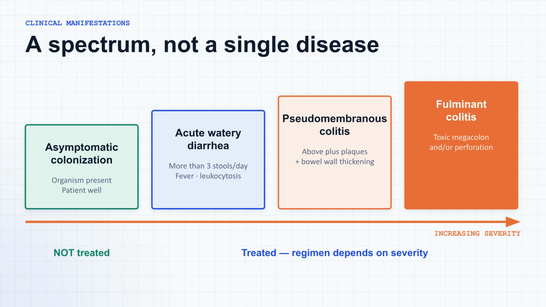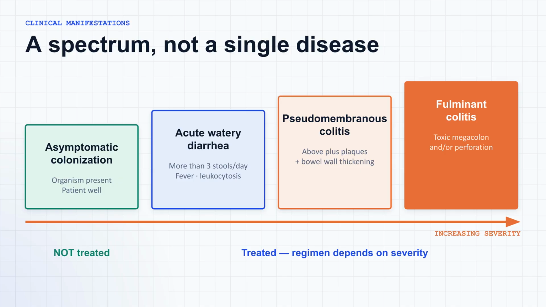Clinically, this is a spectrum, not a single disease. Follow the bar from left to right. At the far left is asymptomatic colonization. The organism is present, and the patient is well. Next is acute watery diarrhea, the most common presentation you will see. Then pseudomembranous colitis, the same symptoms plus visible pseudomembranes and a thickened bowel wall. And at the far right is fulminant colitis, with toxic megacolon or perforation.